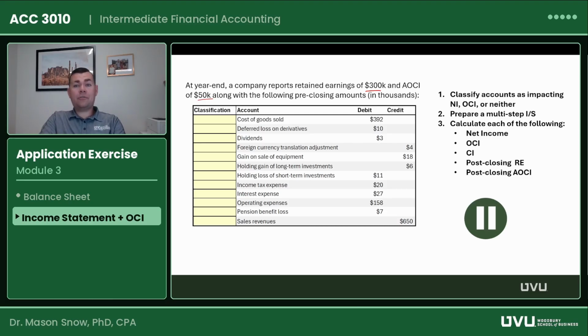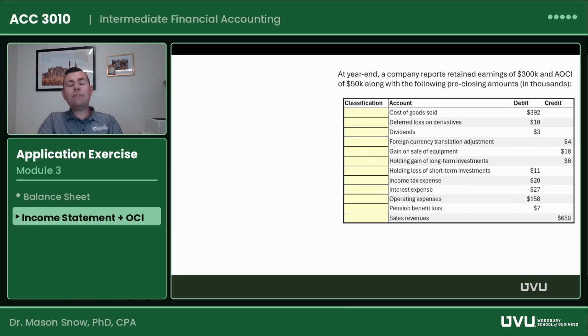All right, let's now walk through the solutions here. We first need to classify each of these accounts as impacting net income or other comprehensive income or neither. If you think back to those 4 unusual types of transactions that flow through OCI, I hope you thought of things like derivatives. We're not going to even touch derivatives at all in this class. Same thing with financial statement translation. Both of those topics are going to be covered in an advanced financial accounting class. But we also have holding gains and losses for long-term investments. Those flow through OCI, not net income.